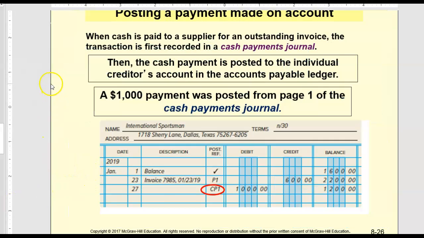Okay, so let's check out what it actually looks like. We'll start out with the previous balance at the beginning of the month. We have an invoice and a date. We're going to put the day of the invoice, the purchase journal page number, how much we purchased, and the balance.